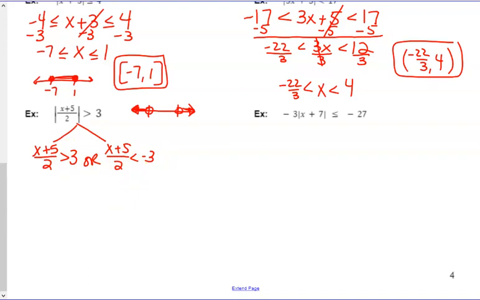Now, just like any of these that we've done before, when we've had 2 equations or 2 inequalities, I have to solve it exactly the same. We'll get a different answer because I'm starting with different numbers. So x plus 5 all over 2.